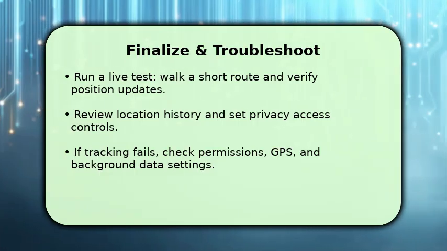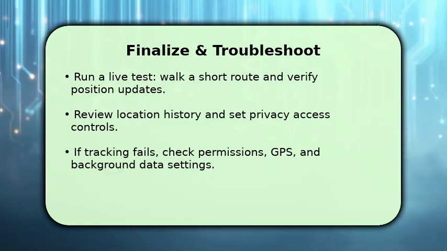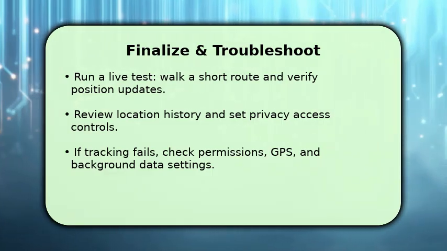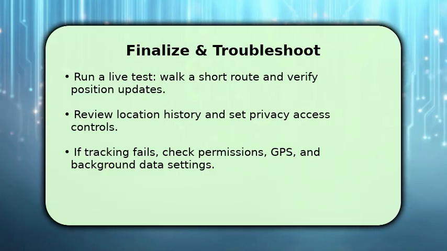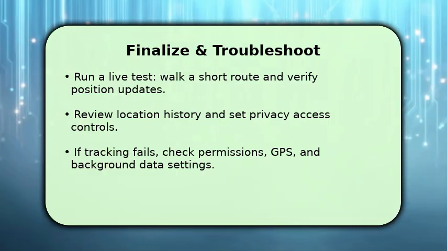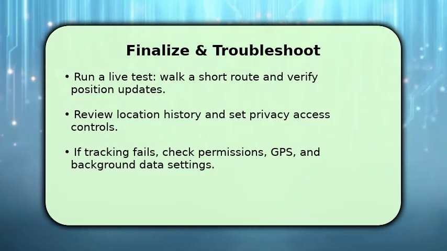If something goes wrong, first confirm permissions and that GPS and background data are enabled. Next, restart the device and the app and recheck battery optimization exemptions. If problems persist, toggle high accuracy off and on, or reinstall the app. These steps resolve most common tracking failures.